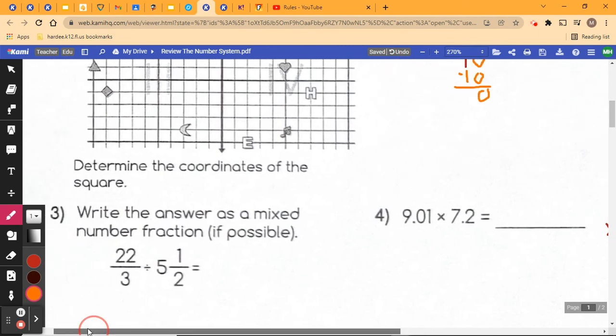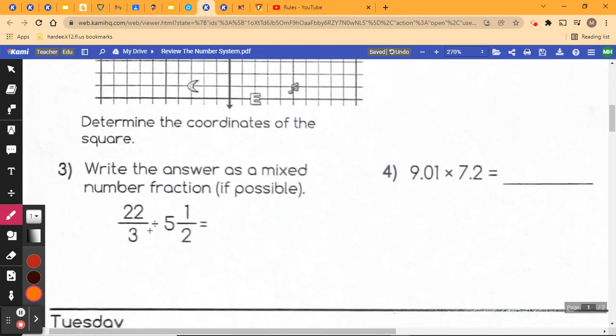Okay, now let's do number 3. So we've got to divide fractions. If we've done this before, but in order to divide fractions, you can only have one numerator and one denominator. This is a mixed number. It has a whole number and a fraction. So we've got to change that. So I'll rewrite it below.